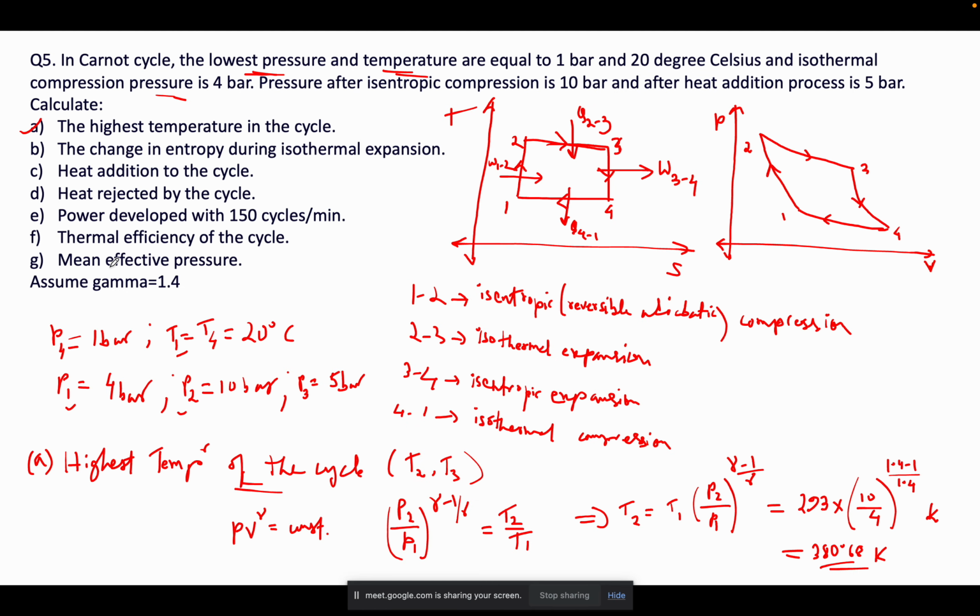Okay, so here thermal efficiency is there. Here I will do this. Just wait for it.